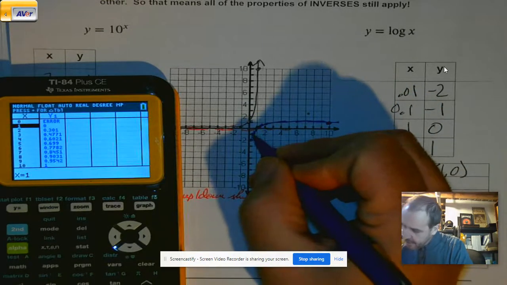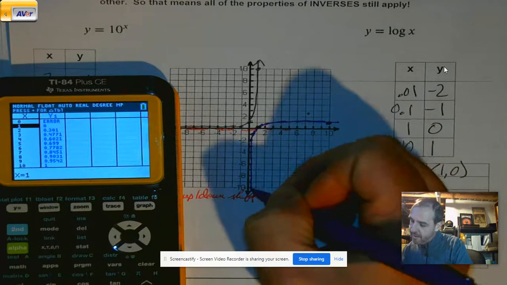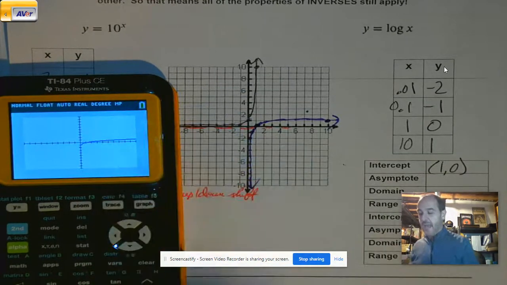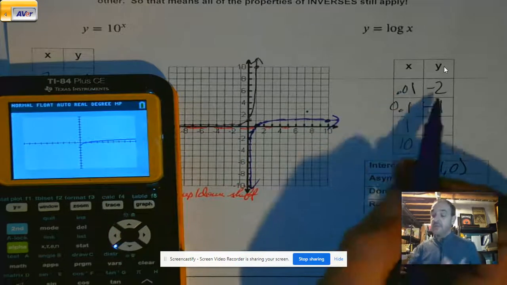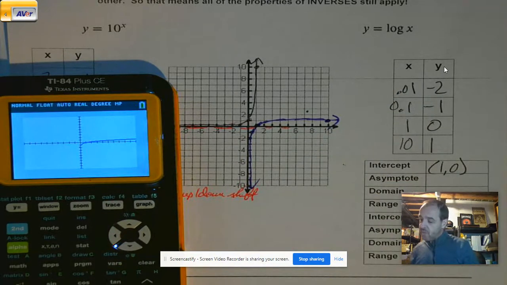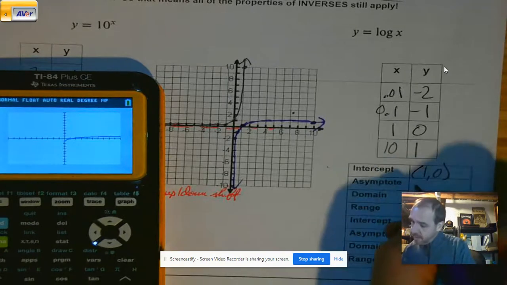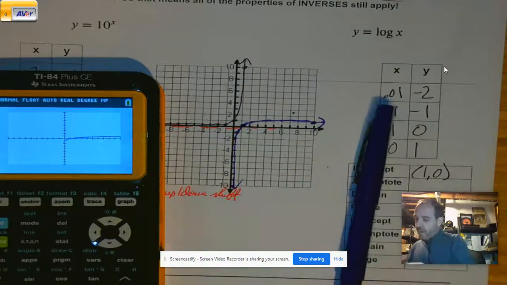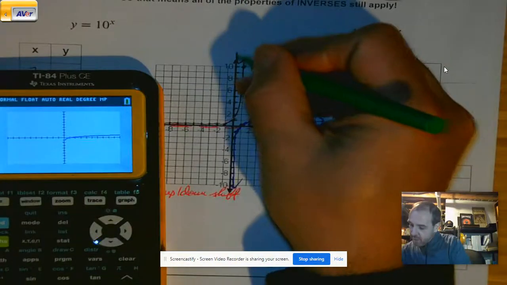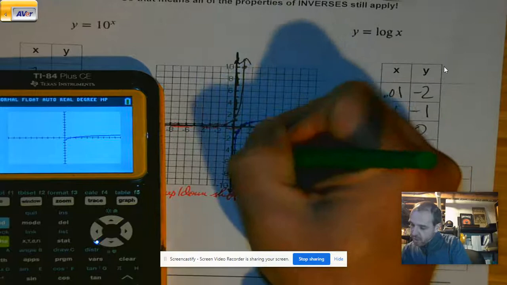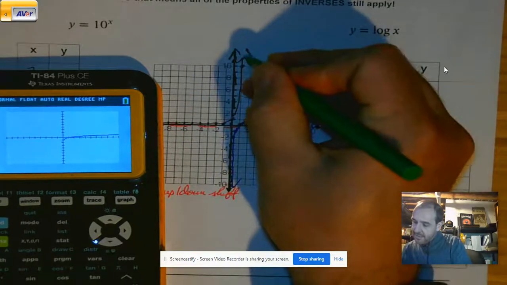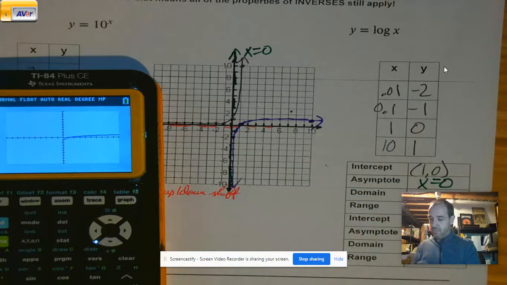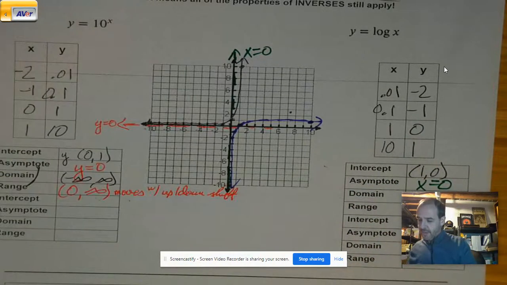But like I was saying, we're hugging the y-axis. And I know it looks like it stops there, but it doesn't. It just gets so close to the axis that, I mean, that's really close, that we don't see it. So my asymptote is going to be going this way. When I'm doing a logarithm, my asymptote goes along the y-axis and is at x equals 0.